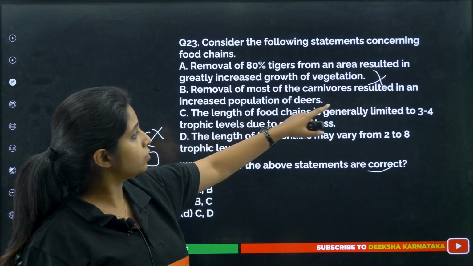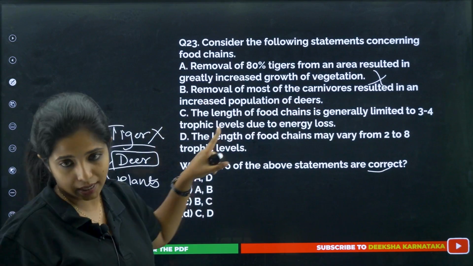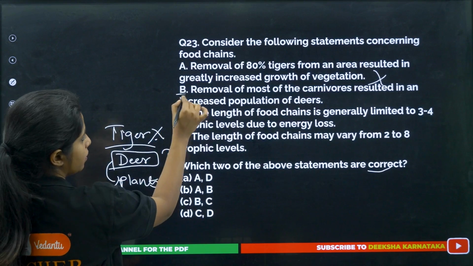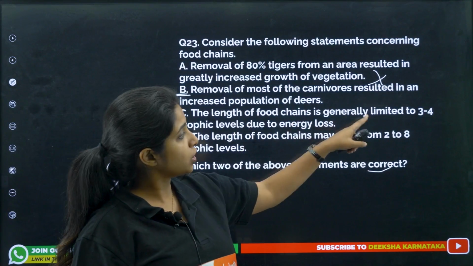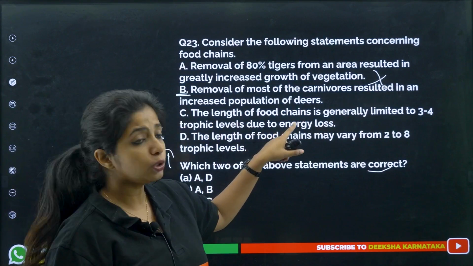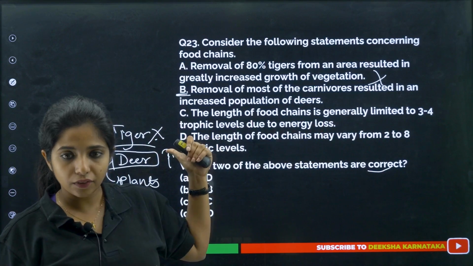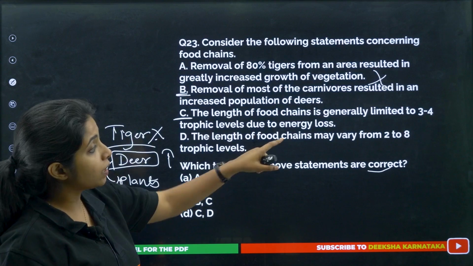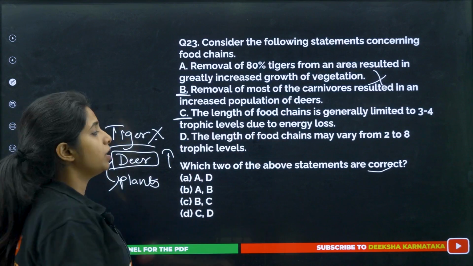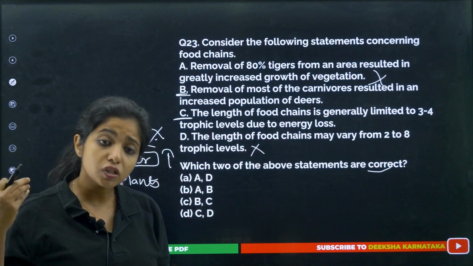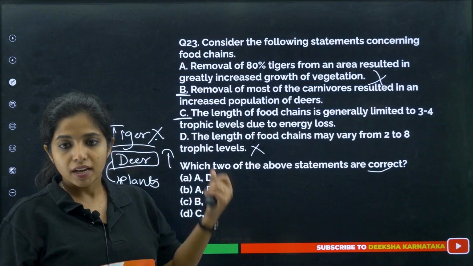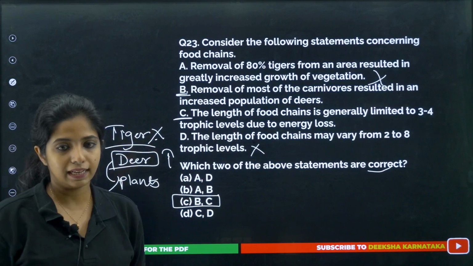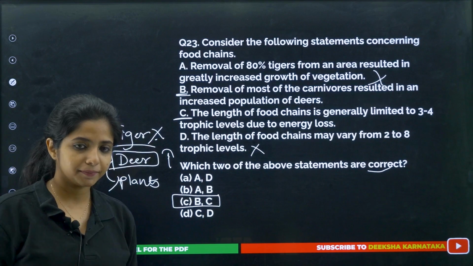Removal of most of the carnivores resulted in increased population of deers. Yes, if you are removing them, there will be more population of deers. So this is correct. Now, the length of food chain is generally limited to 3 to 4 trophic levels due to energy loss. Yes, I explained it right away. It is limited to this particular range because energy loss is there. The length of food chain may vary from 2 to 8 trophic levels. No, dear children, it cannot have that. That much energy we do not have to pass it to the next organism. So I'll say B and C is correct, which means C option is correct. Okay.